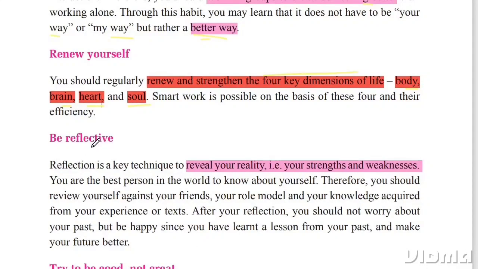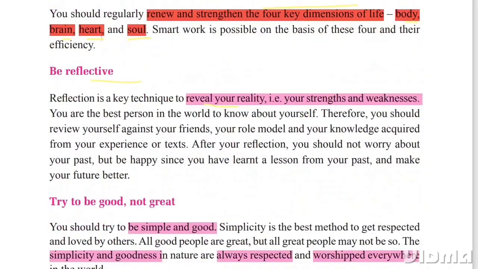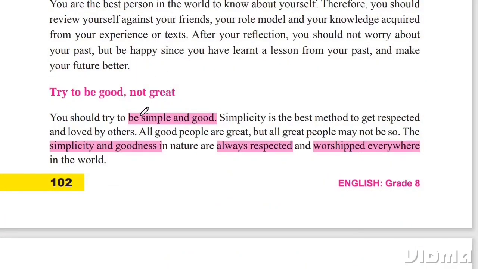Next one, be reflective. It means to reveal your reality. If you know your strengths and weaknesses, then you are reflective. So reveal your reality, know your strengths and weaknesses, and be happy. Try to be good, not great. That means be simple and good, because simplicity is the best policy. Being simple and good is always respected and worshipped everywhere in the world. So be simple and good. Don't be great but unloved and unrespected.